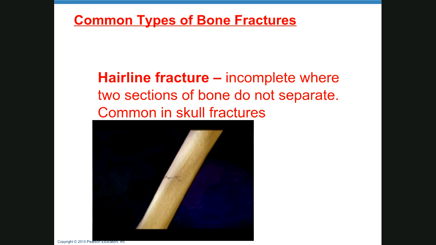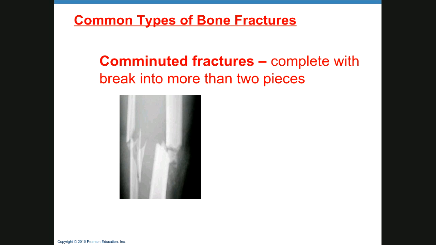A hairline fracture is a small fracture in a bone. This is due to some type of blunt trauma, and that is common in the skull. A comminuted fracture happens when the bone breaks into tiny pieces. This is common in elderly patients that have brittle bones.